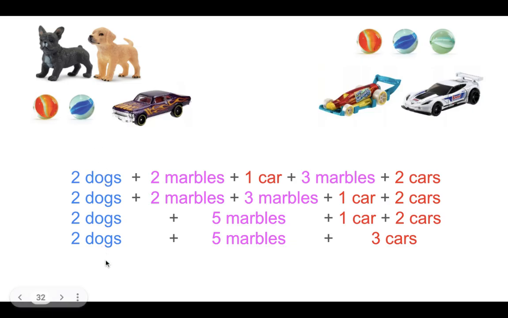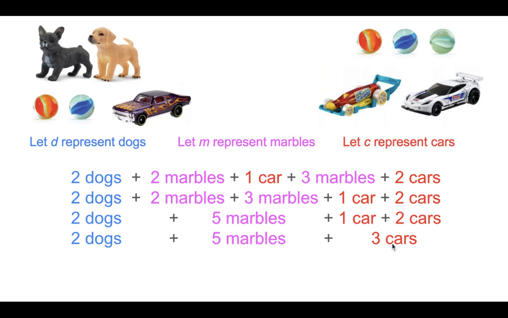Let's have D equal dogs, just like we did before, M for marbles, and how about C for cars, since cars starts with C. And now I can write it, and it takes even less time, just with 2D plus 5M plus 3C. Again, I cannot put my 2D, 5M, and 3C together because dogs and marbles and cars are 3 different objects. So this is it in simplified form. I hope that helps with how to combine like terms.